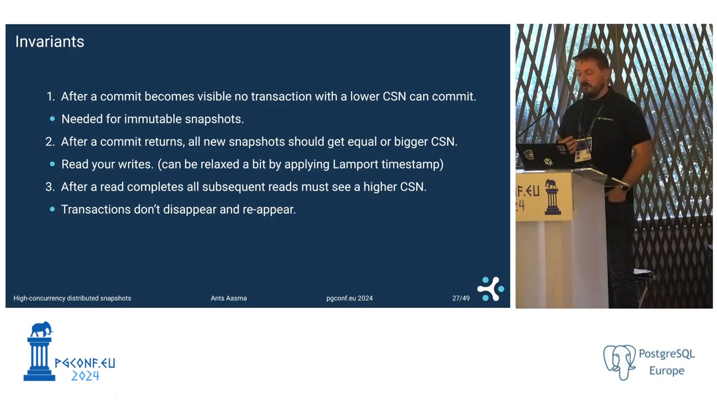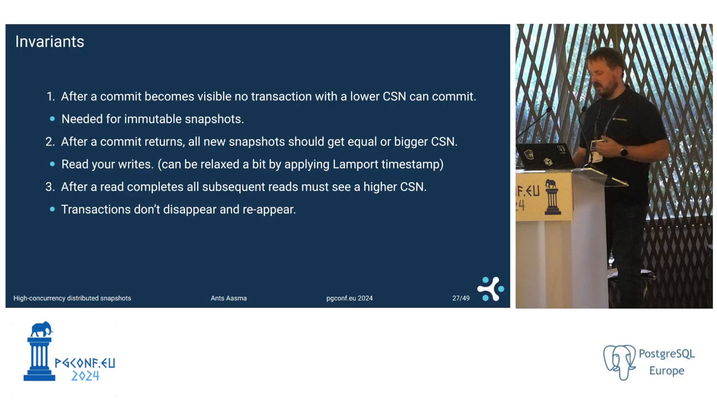But otherwise, we will have to communicate that when we commit, every system will see that the minimum snapshot value is this commit CSN. And finally, when a read completes, other reads should see a higher CSN. Otherwise, we will see transactions that appear. We look later, they disappear. We look again, they reappear. So that's not how databases should work. So we would like to see the visible CSN always move forwards. It's easy to do in a single system, slightly more tricky when we have multiple databases that need to communicate with each other.